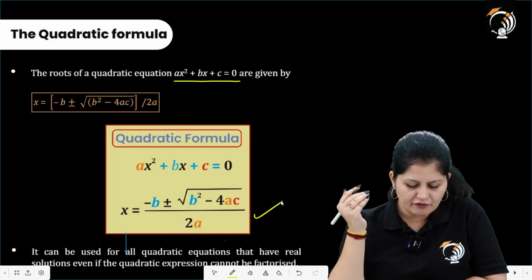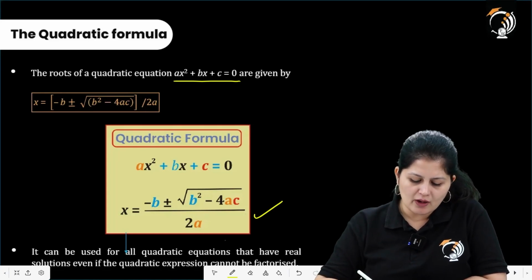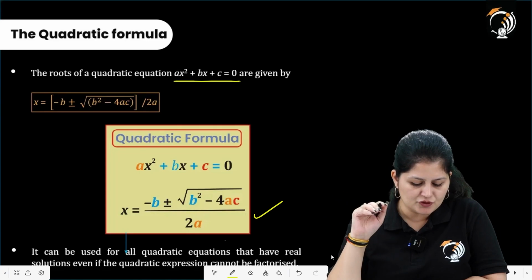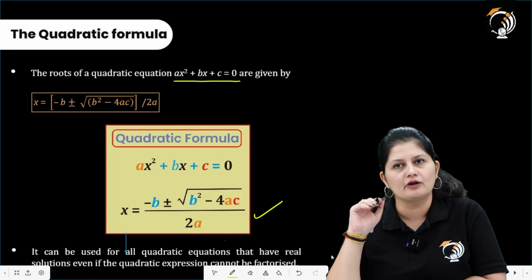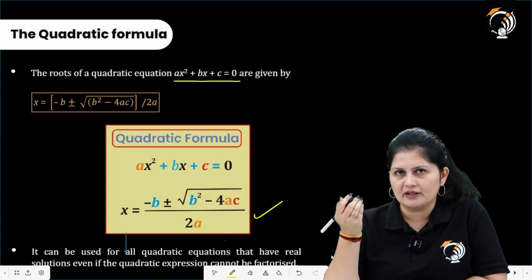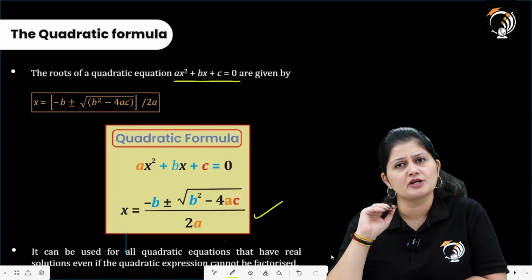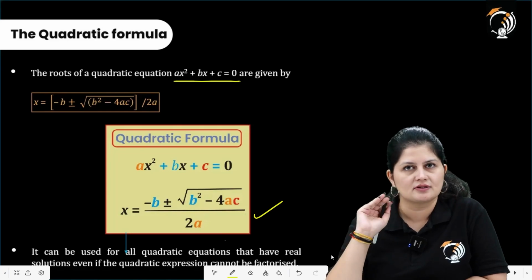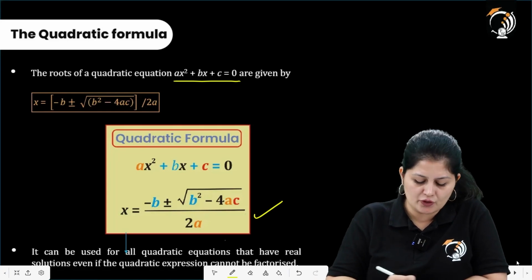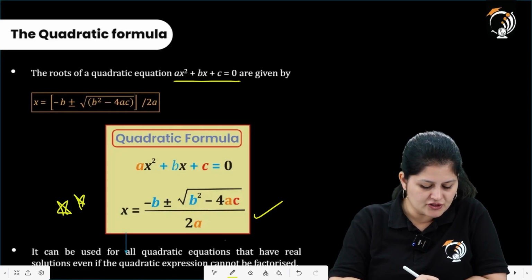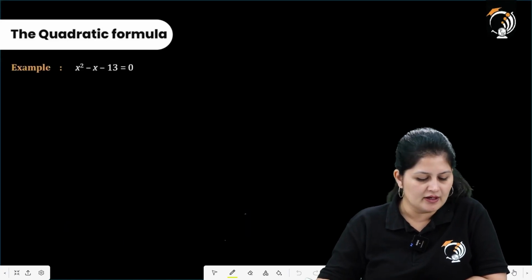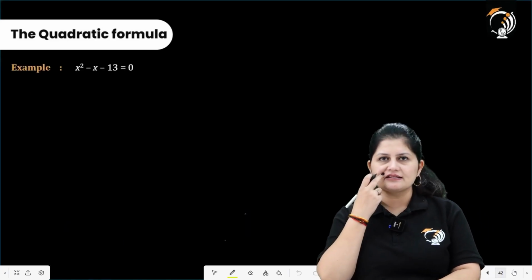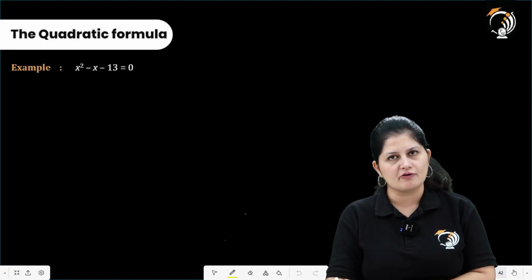It can be used for all quadratic equations that have real solutions even if the quadratic expression cannot be factorized. So you can use it for all the quadratic expressions that have real solutions. Understood? So this formula is going to be of utmost importance for you. Moving forward, let's understand how we are going to solve a question on this.